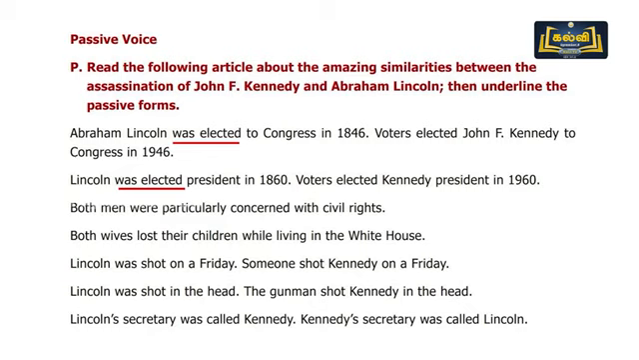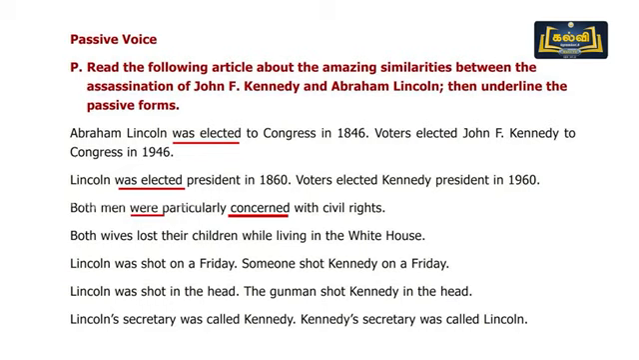Before it, the auxiliary verb was is used. The second part of the sentence, voters elected John F. Kennedy, elected alone is given, no auxiliary verb. So, that is the active form used here. So, children, you have to first identify whether it is a passive form or active form. Both men were particularly concerned with civil rights. So, here were particularly concerned is the passive form. Both wives lost. See, here you see both wives lost.